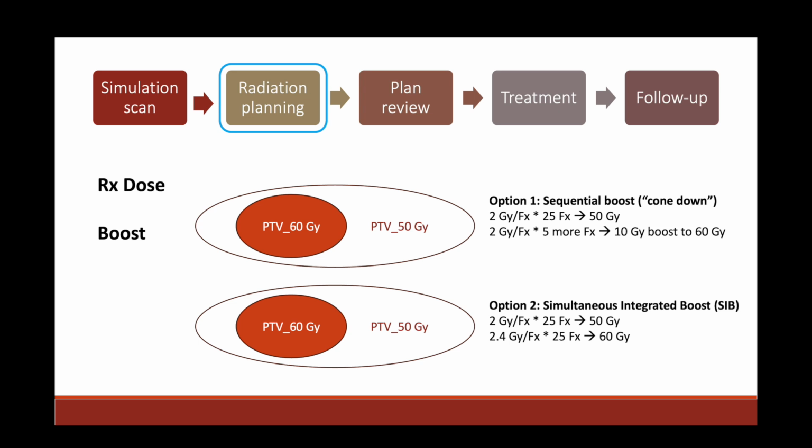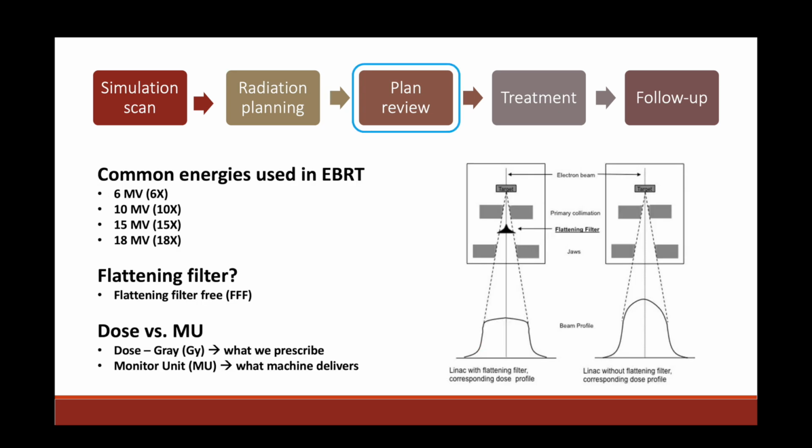So that terminology, the SIB, is just telling you that they used a simultaneous integrated boost, whereas cone down typically indicates that they used a sequential boost.